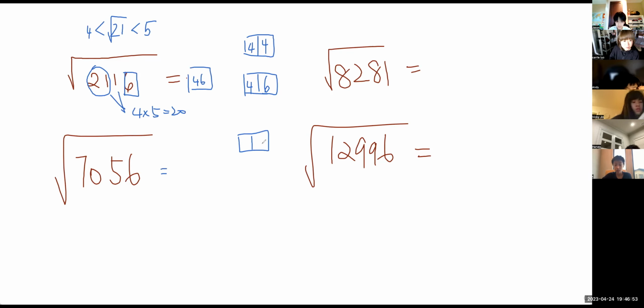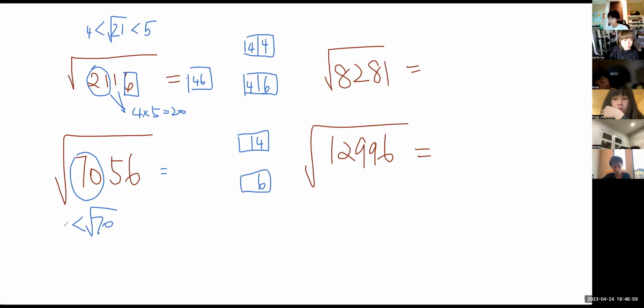Second one, something 4, something 6. Still, I'm going to check with the 70. The square root of 70 is bigger than what? 8 and smaller than 9. So that's why it's 84 or 86. So 8 times 9 is equal to 72. 70 is smaller than 72, so the answer is 84.